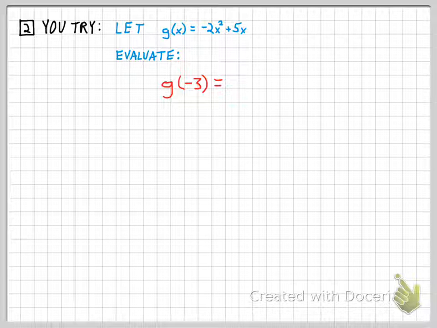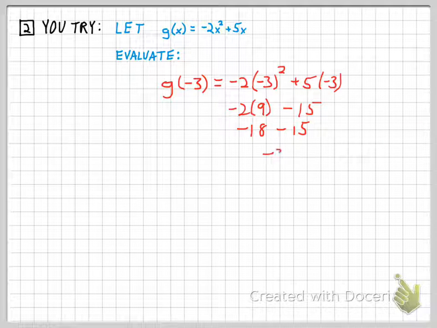Okay, hopefully you got negative 33. So it's negative 2 times negative 3 squared plus 5 times negative 3. Negative 2 times positive 9 minus 15 gives you negative 18 minus 15, which is negative 33.